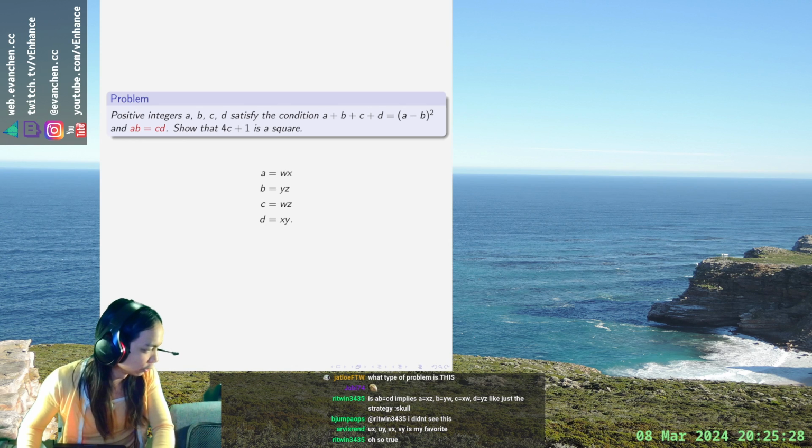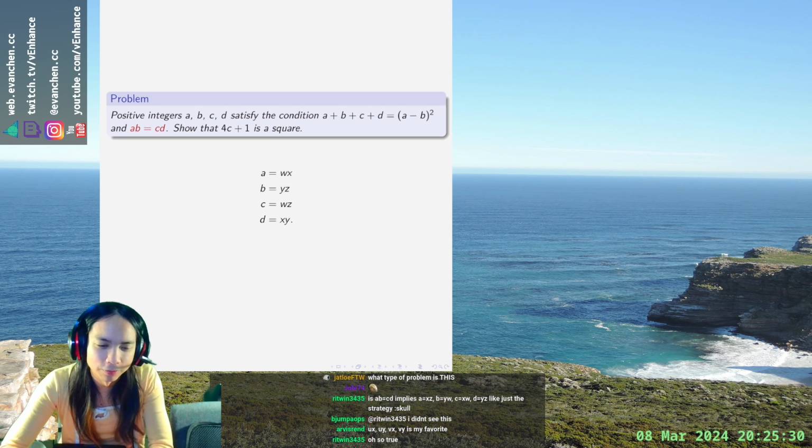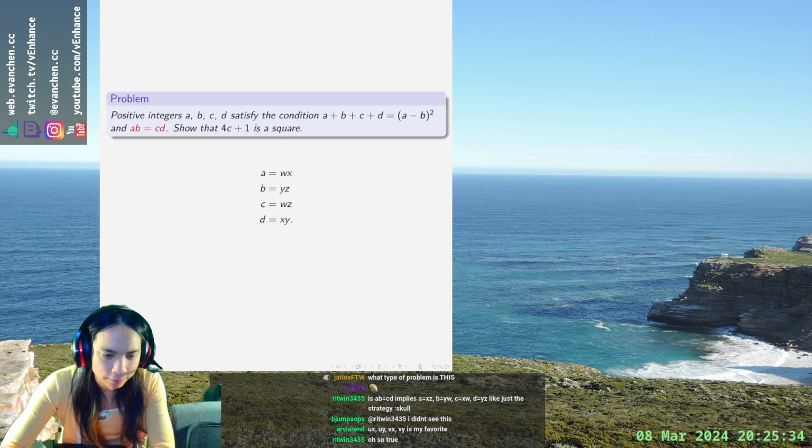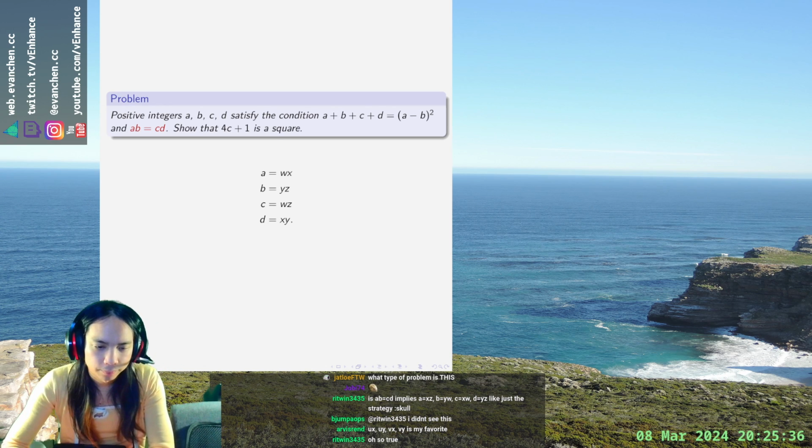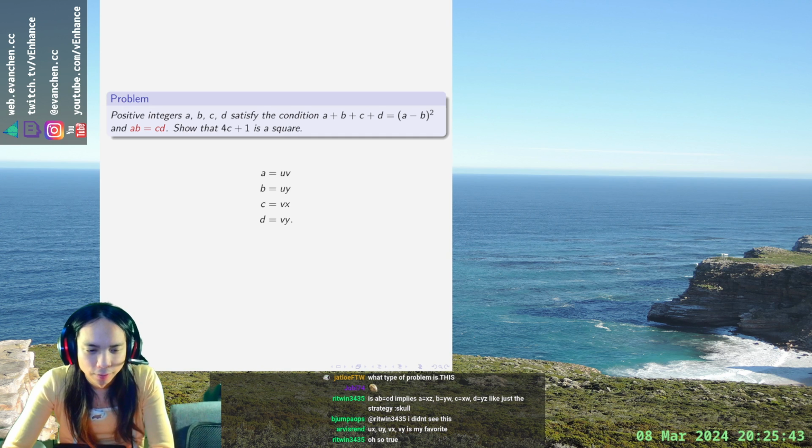Okay, actually Twitch chat says that using u, v, x, y might be a little cleaner, so okay, why not? Let's use those letters. And if you do this, for example, a + b + c + d actually just factors. It's really great. It equals (u + v)(x + y). Meanwhile, (a - b)^2 also factors, right?